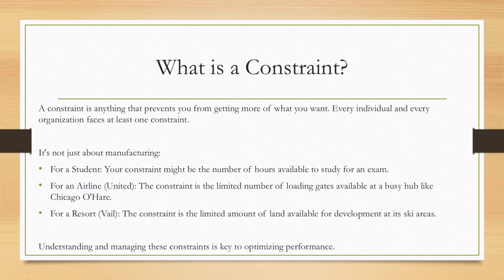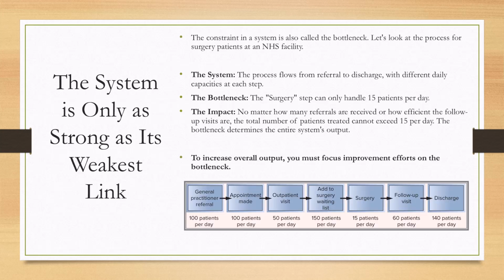For a major airline like United, the constraint at a busy airport like Chicago O'Hare is the limited number of loading gates. For a resort developer like Vail Resorts, the primary constraint is the finite amount of land available for building homes and commercial lots. Understanding and effectively managing these constraints is absolutely key to optimizing performance. The constraint within any system is also commonly called the bottleneck.